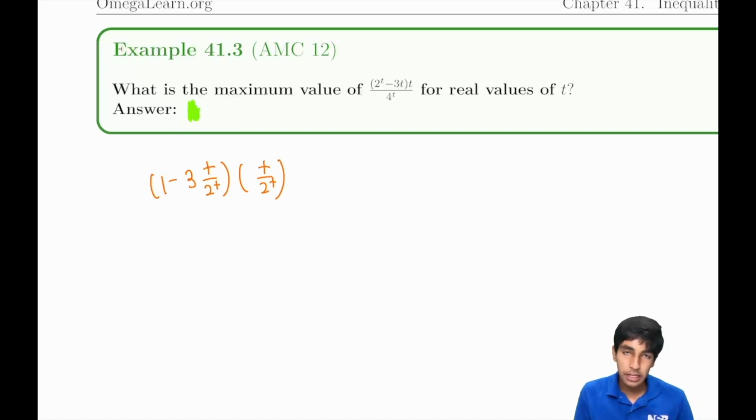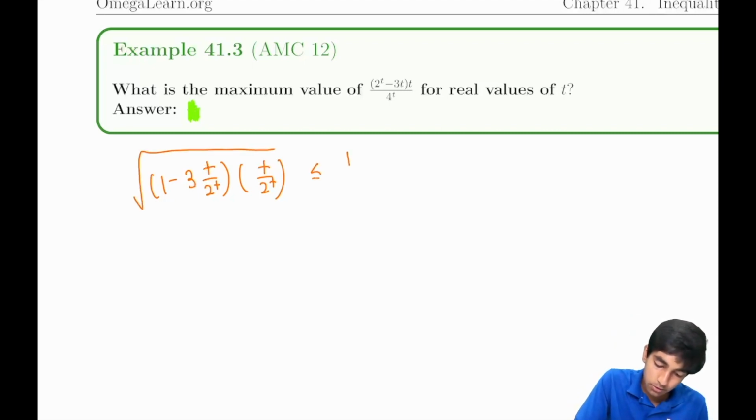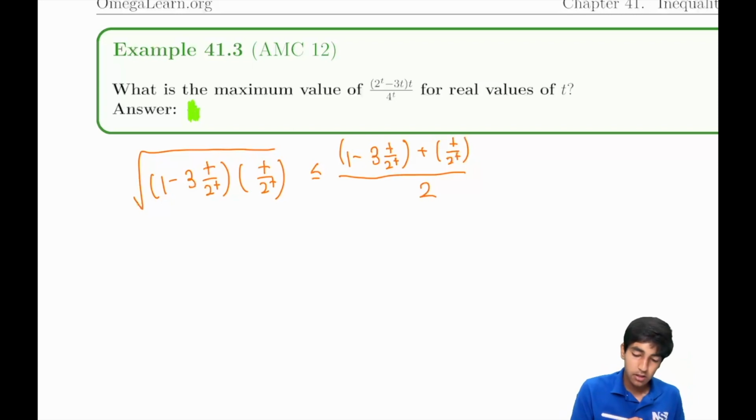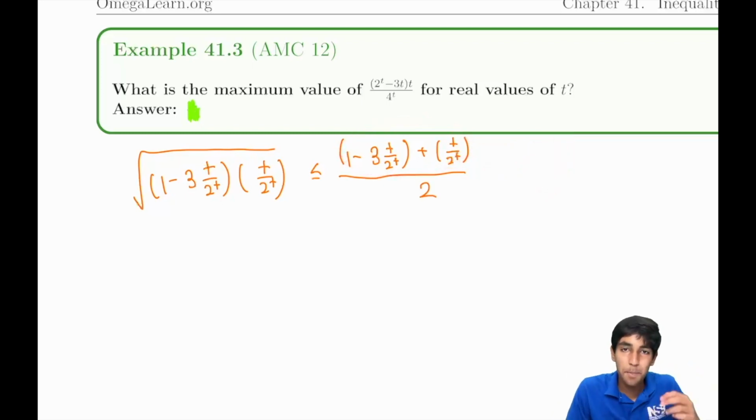Okay, so now we've got a product. We know how to maximize products. AM-GM. This is less than or equal to 1 minus 3 times t over 2 to the t, all of this plus t over 2 to the t, this divided by 2. That's not good. This sum is now 1 minus 2 times t over 2 to the t. But again, we don't want a maximum value in terms of t. We want a maximum number. So this sum, we need to somehow make it constant.